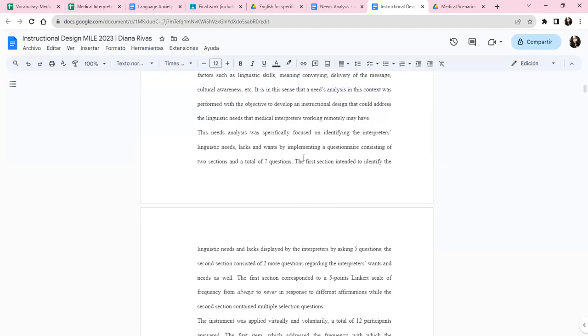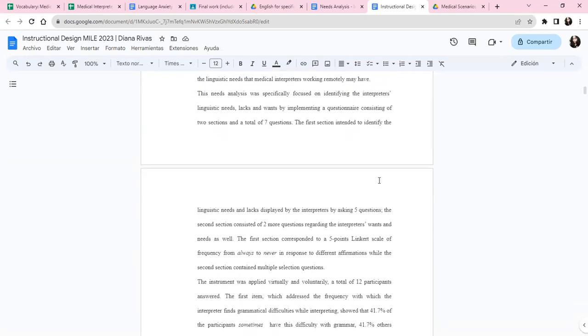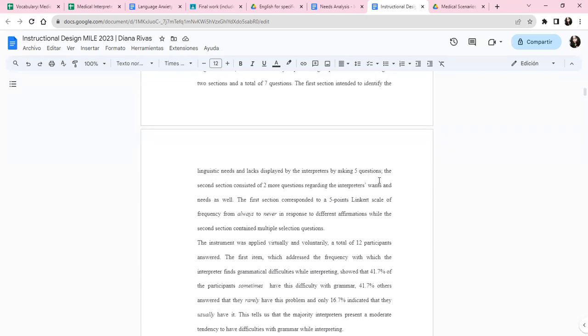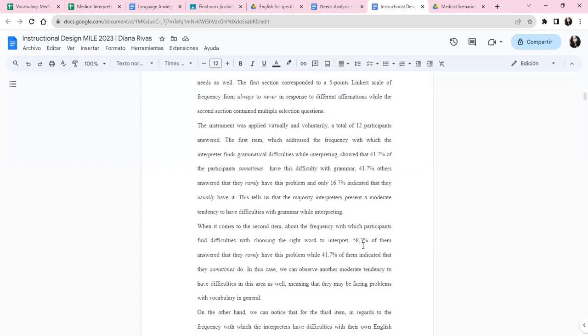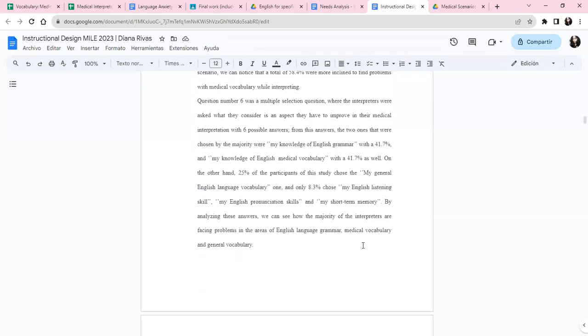So we wanted to know, how are these interpreters doing when it comes to these linguistic skills. And when we carried out the needs analysis, we were implementing this questionnaire with a total of seven questions that were focused on identifying all of those linguistic skills and which ones the interpreters have lags in. And the last two questions were trying to identify the profile of the interpreters in terms of education.